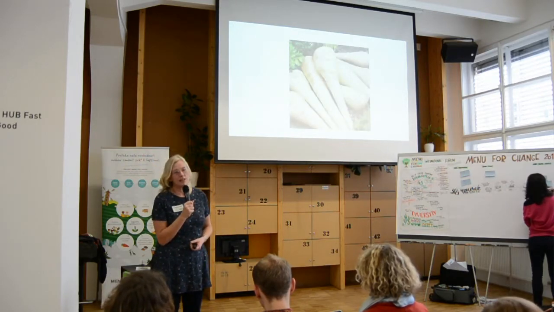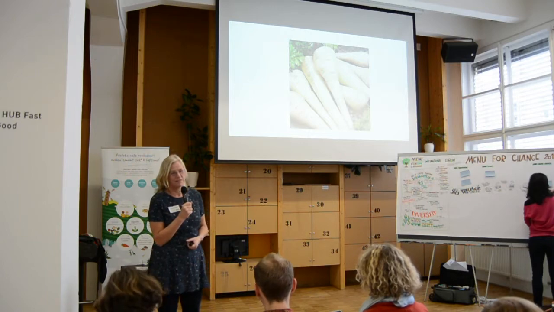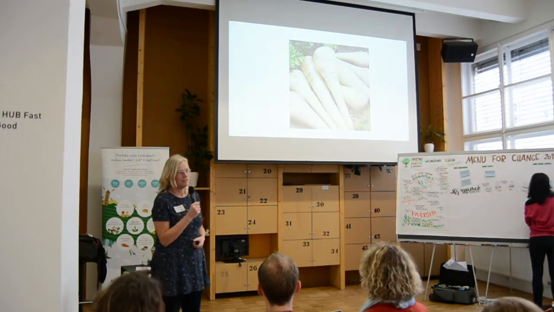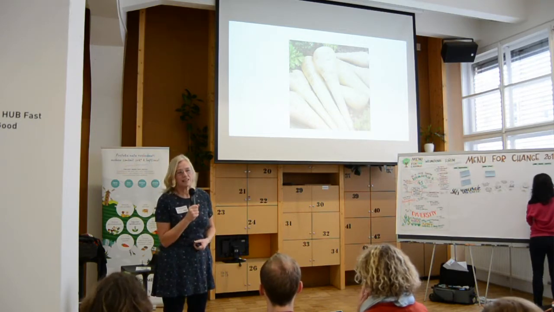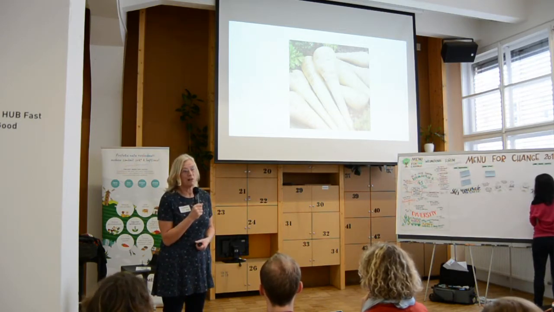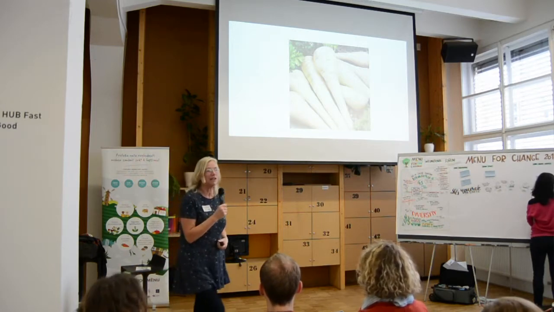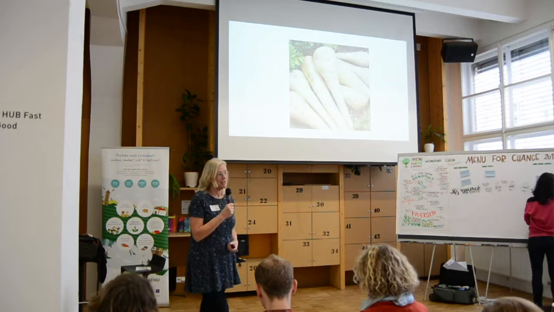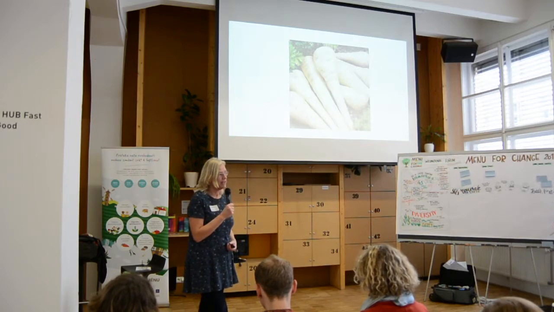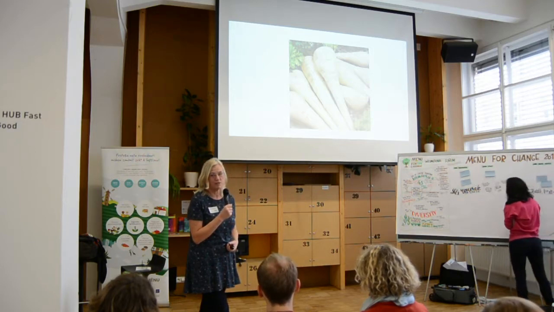So what do you think is going on here? It's a root. Yeah. So the root is there, it's storing carbohydrates. So we know that when we're eating roots, this is the storage of the plant. It's going to have carbohydrates. It's also going to have a lot of different minerals.